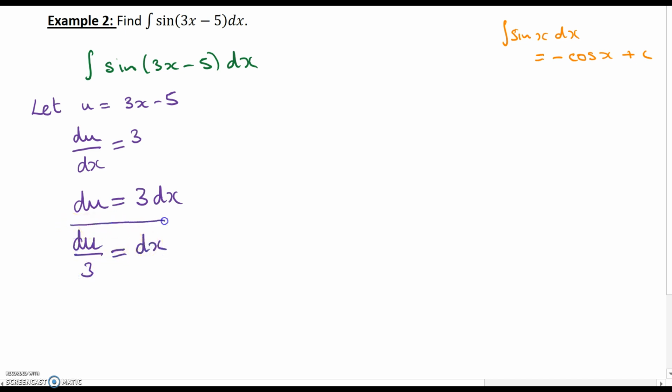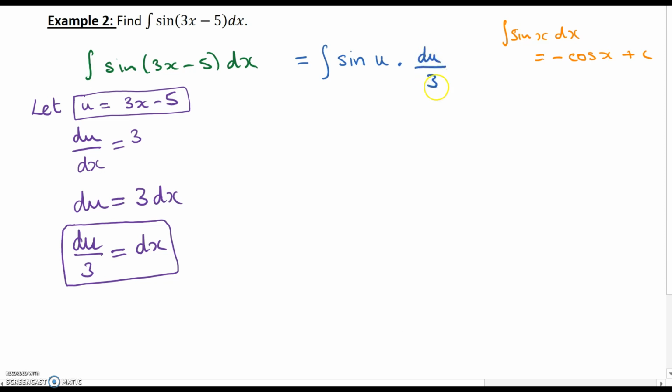Remember, the bits that you're looking to isolate are u, which is easy because that's your starting point, but you're also trying to get dx because you're going to have to replace dx up here. Okay, so everything looks good now. We'll say that that's equal to the sine of, instead of 3x minus 5, u, sine of u, and dx we're going to replace with du over 3.